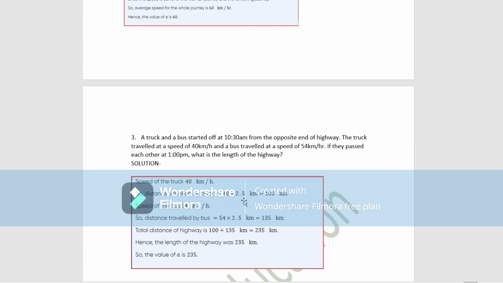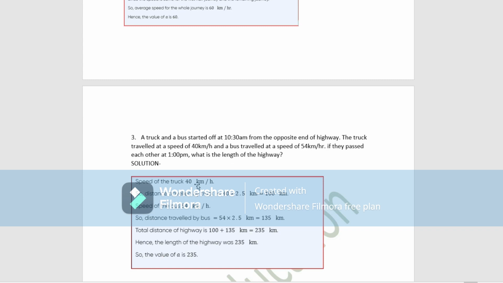40 into 2.5 hours, which is equal to 100 km. Speed of the bus is what? 54 km per hour. So the distance traveled by the bus is 54 into 2.5 hours, that is 135 kilometers. So the length of the highway is 100 plus 135, that is 235 kilometers. So the length of the highway is 235 kilometers.